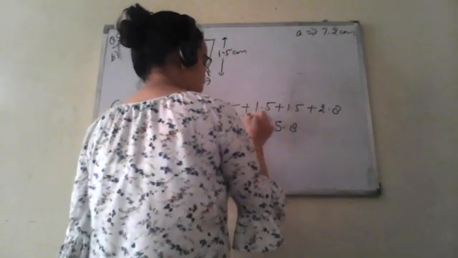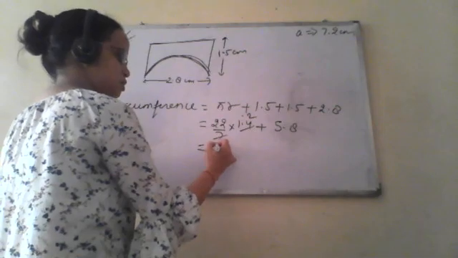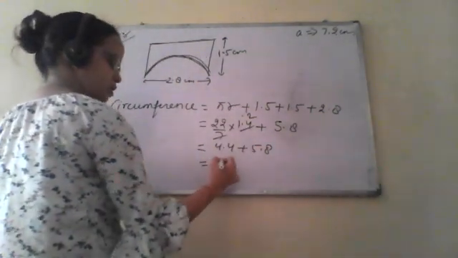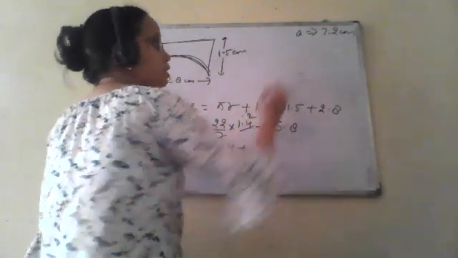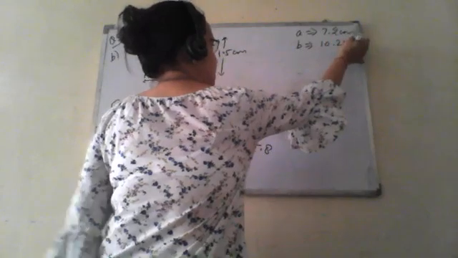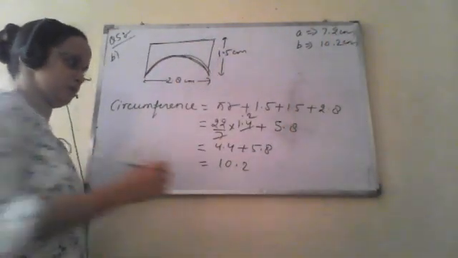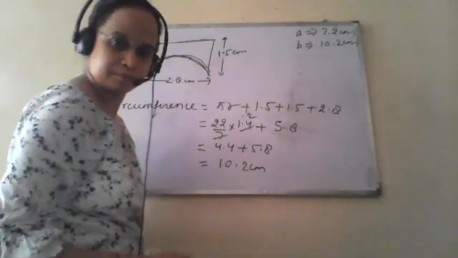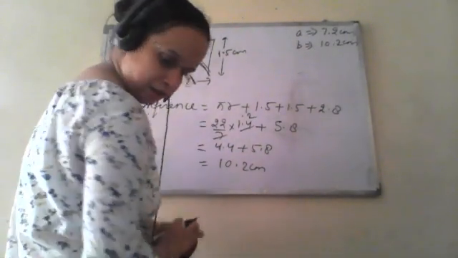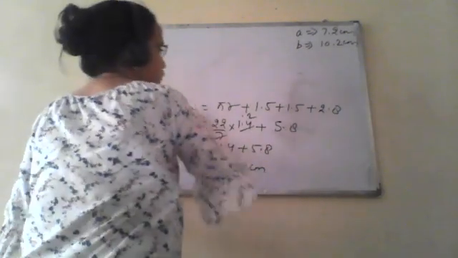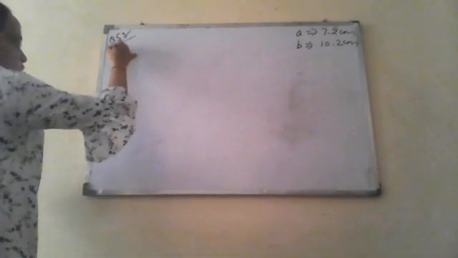It is 0.2. This is 4.4 plus 5.8. So it will be 10.2. So for B shape it is 10.2 centimeter. For B shape he has to travel 10.2 centimeter. Clear? Now the third shape, shape C.